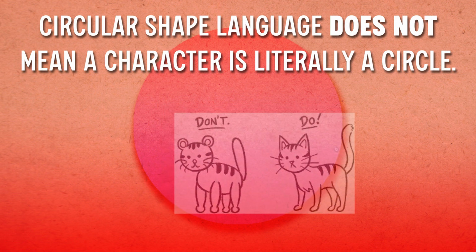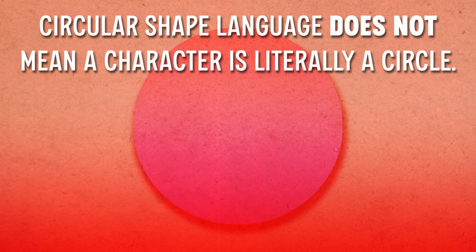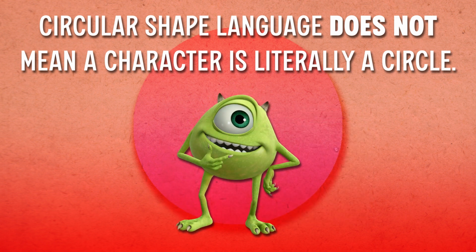Think about it in this sense. Circular shape language can be seen in Mike Wazowski so absolutely perfectly, but not every character is going to be designed just like Mike Wazowski. Not every character is going to be a monster designed to look like a sentient tennis ball.